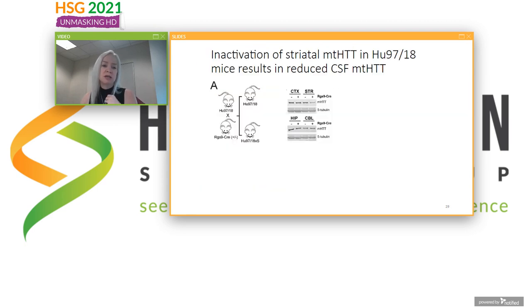And one of the ways that we're studying this is, again, using these HU97/18 mice because they have the BAC-HD transgene and it is floxed.